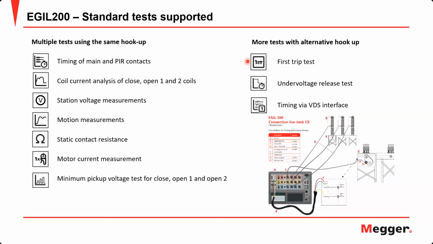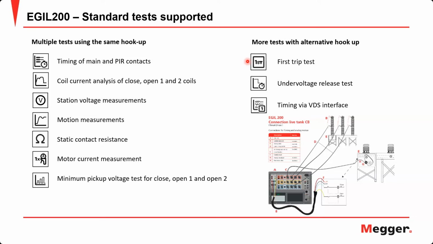So we have a first trip kit. This consists of clamps that will be connected to the coils, let's say the opening coil, and other clamps that are connected to the secondary of the CTs. When you connect to the secondary of the CTs, you will measure the load current that is passing through the breaker. And when the breaker opens, this current will stop. So from this, you can detect the status of the breaker.